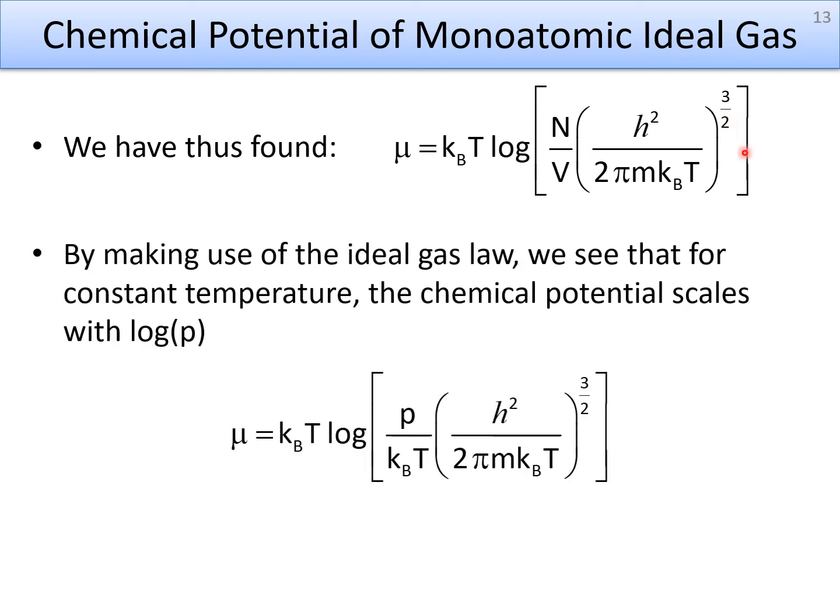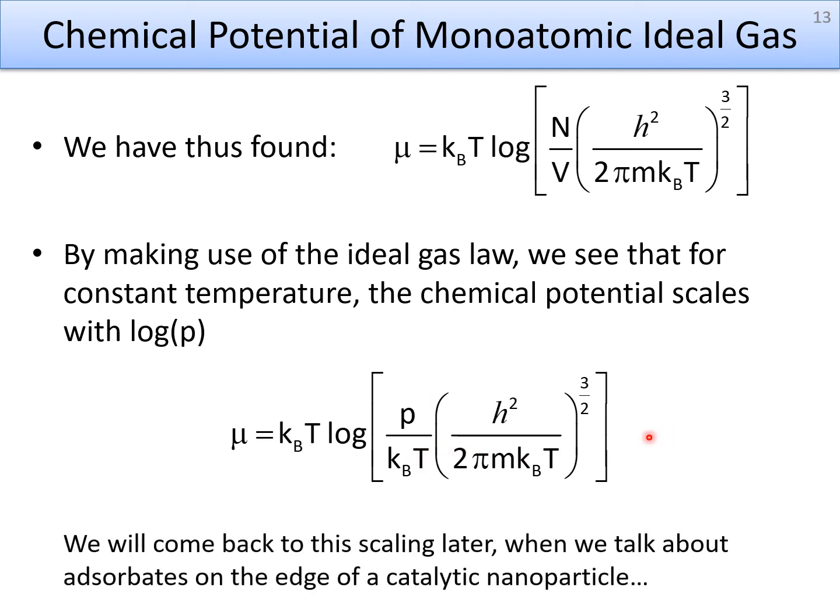Now, by making use of the ideal gas law that we derived earlier, we can see that for constant temperature, the chemical potential scales with the logarithm of the pressure. Right, so the only thing I'm doing from here to there is basically substituting this N over V, essentially the density, with P over kBT. Now, this is an important finding, and we will come back to this scaling later when we talk about adsorbates on the edge of a catalytic nanoparticle in the third part of this lecture.